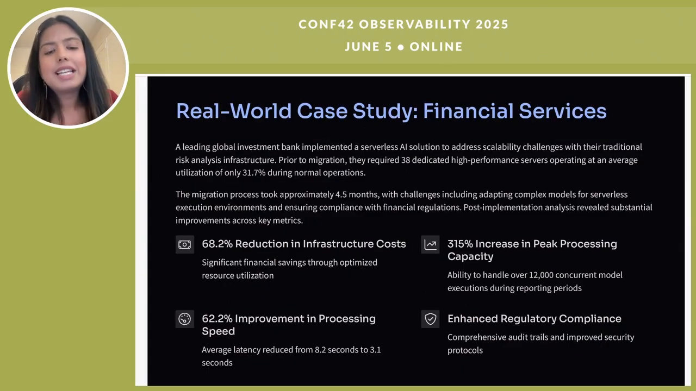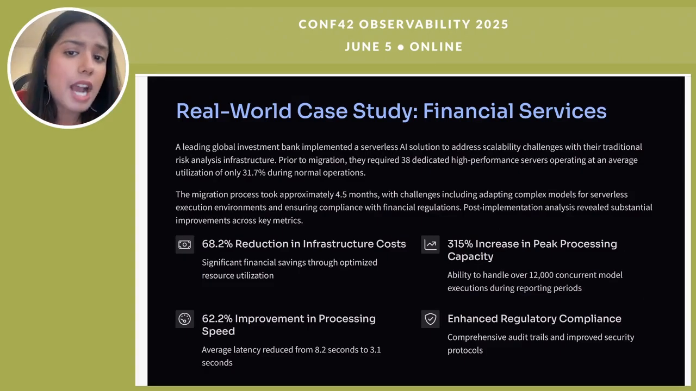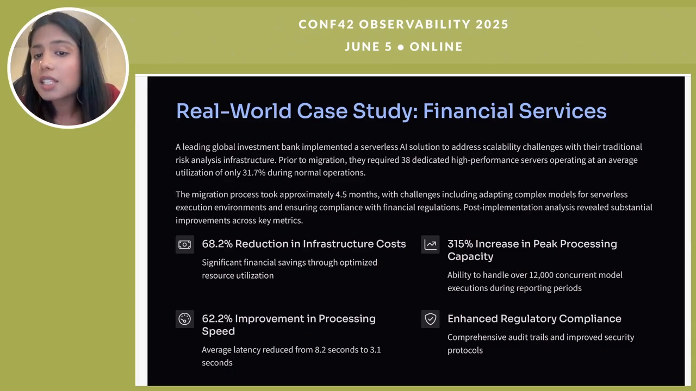Okay, so let's make all these numbers concrete with a real world example from the financial services industry. A leading global investment bank was struggling with the scalability of their traditional risk analysis infrastructure. They had 38 dedicated high-performance servers, but they were operating at an average utilization of only 31.7%. So it's a classic case of over-provisioning and inefficiency.